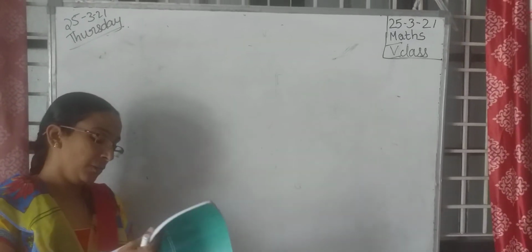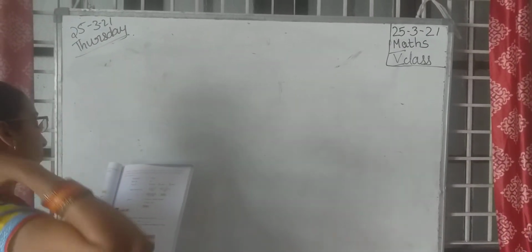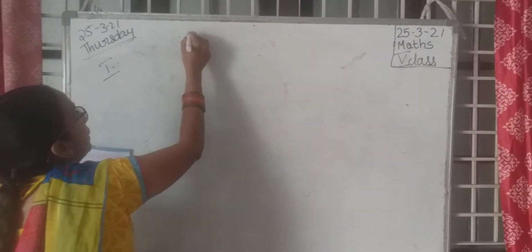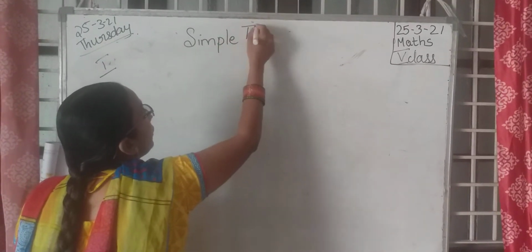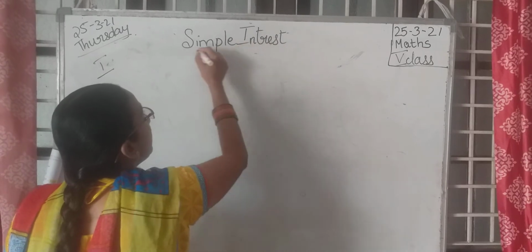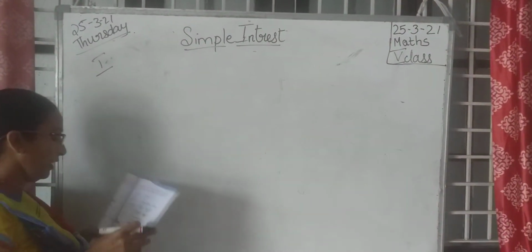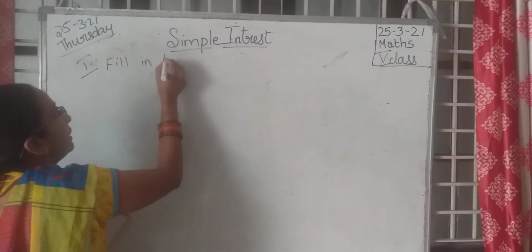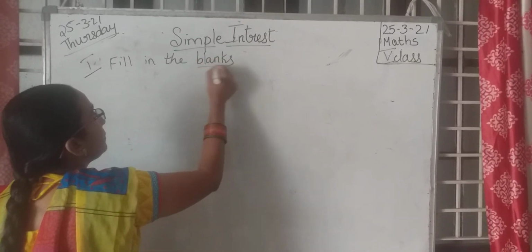Okay? Now you see. Open a fresh page and write. Already you wrote the formulas in the classwork. Now write these problems on simple interest. Okay children, first write the fill in the blanks. You have 3 fill in the blanks here.